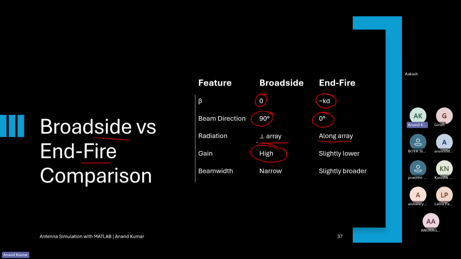Gain is higher in broadside because you have a narrower beam, so more power is concentrated in the narrower beam. End fire gain is slightly lower than broadside, but also very high. The beam width is narrower in the case of broadside as compared to end fire.